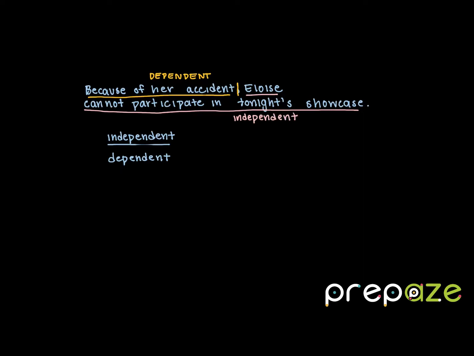So now, using independent and dependent clauses, there are four types of sentences that we can create. Simple sentences, compound sentences, complex sentences, and finally, compound complex sentences. In some of our future videos, we're going to be looking at what each of these sentences are and how we group our independent and our dependent clauses in order to form these sentences.